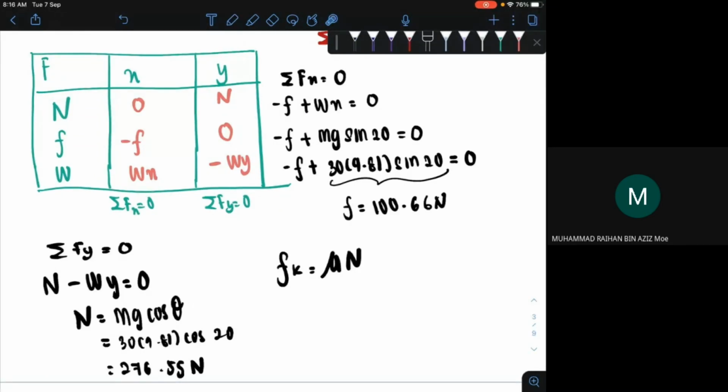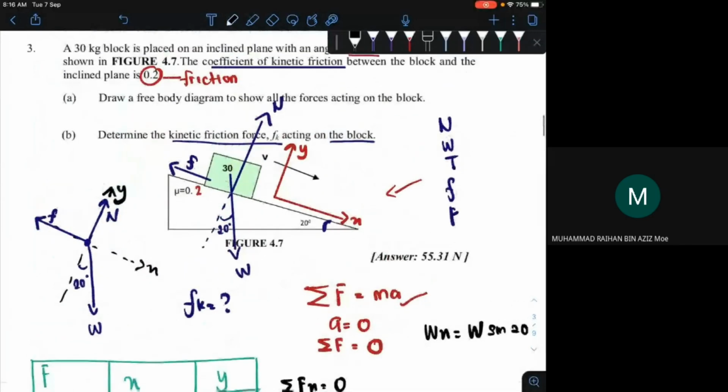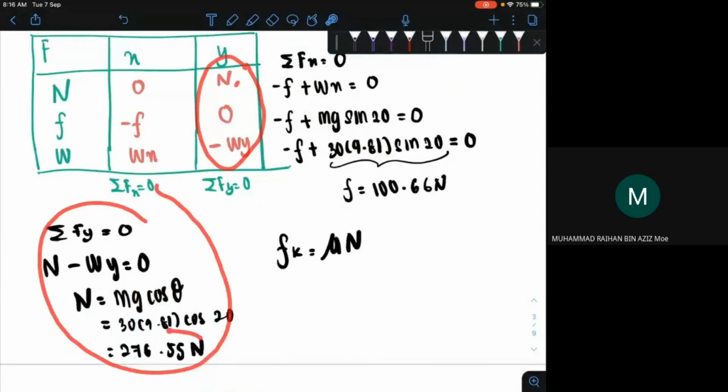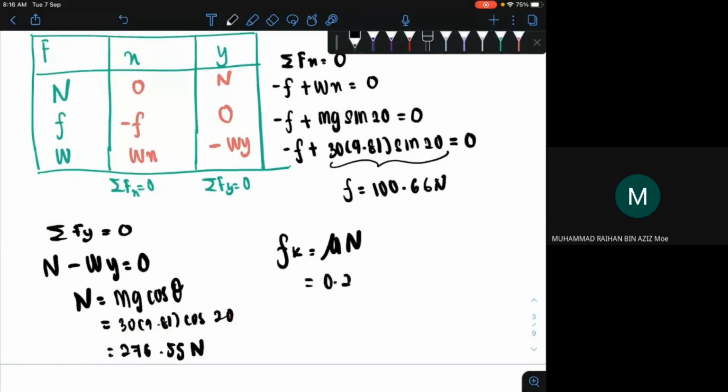So nak cari frictional force, kita ada this equation, mu N. Disebabkan dalam soalan dia bagi mu, kita akan guna method inilah. Bila mu diberi in the question, kita boleh cari friction menggunakan mu N sahaja. N ni awak kena carilah, so kena guna y component. Awak dapatkan N, masukkan dekat sini, tekan kalkulator, awak dapatlah jawapan dalam buku tu, 55.31 Newton.